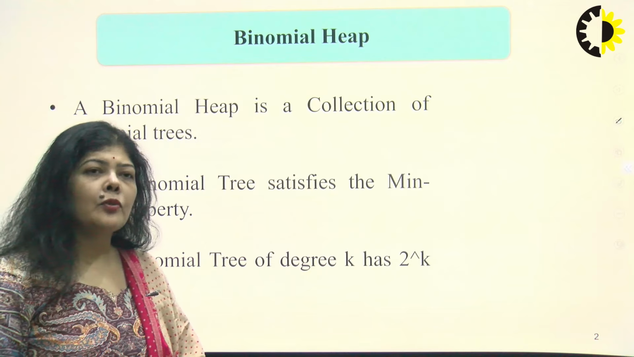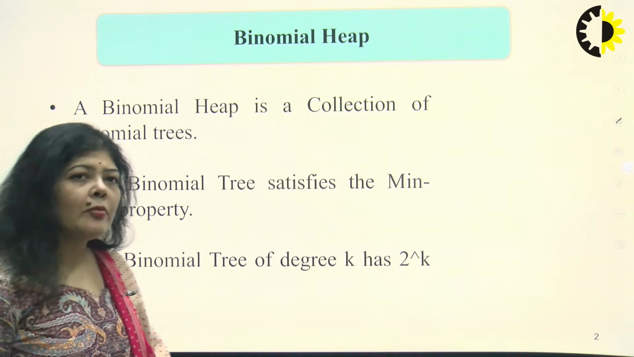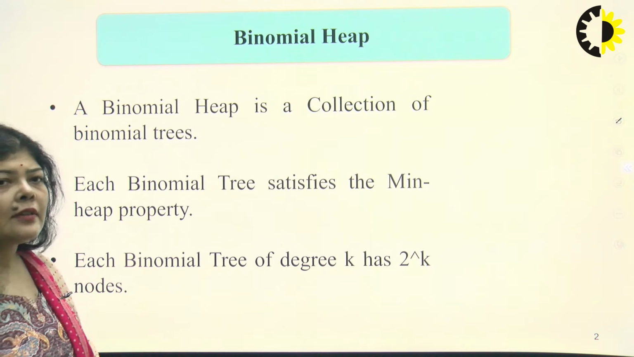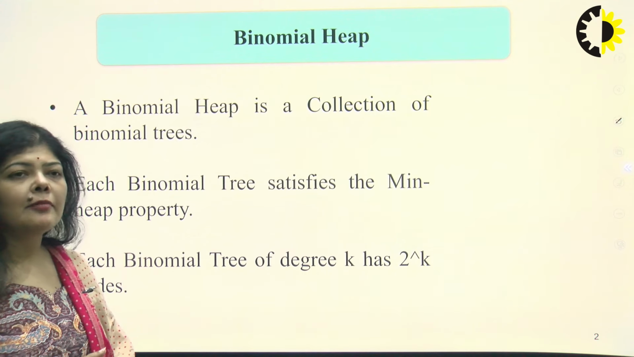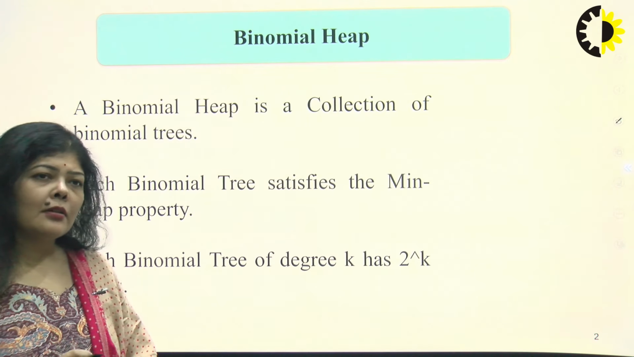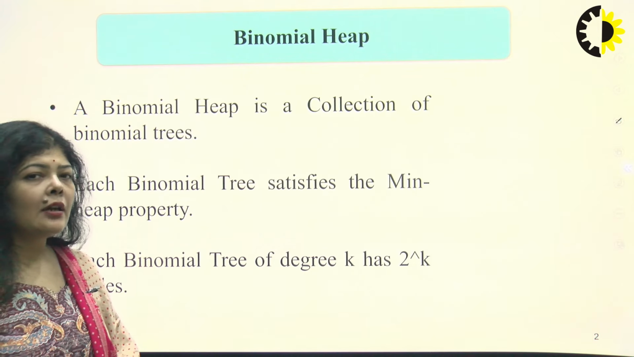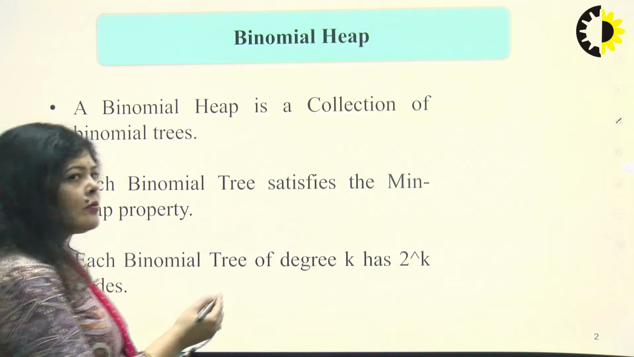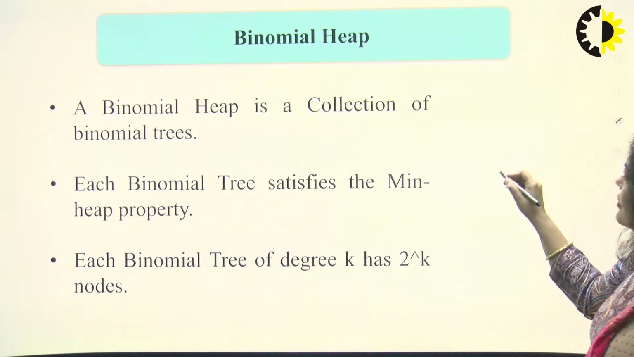As a precursor, I just want to go through the binomial heap once again. Basically, a binomial heap is a collection of binomial trees, and each binomial tree satisfies the minimum heap property. So we can think of a binomial heap data structure as a collection of multiple minimum heaps that are connected together. And each binomial tree of degree k has 2 raised to the power k nodes in it.